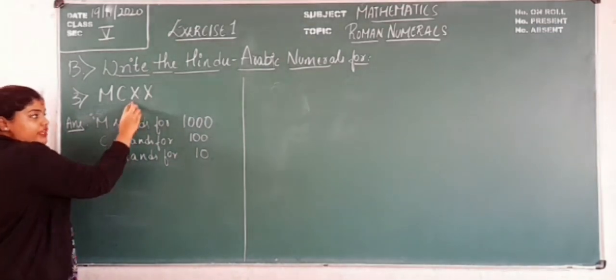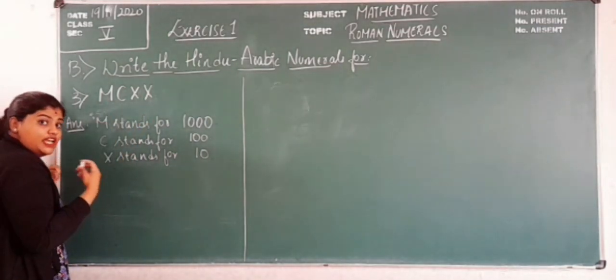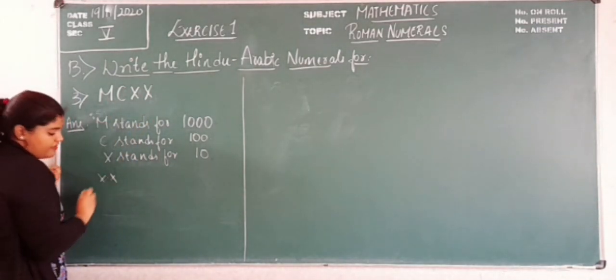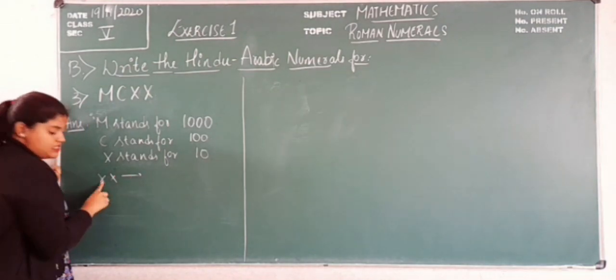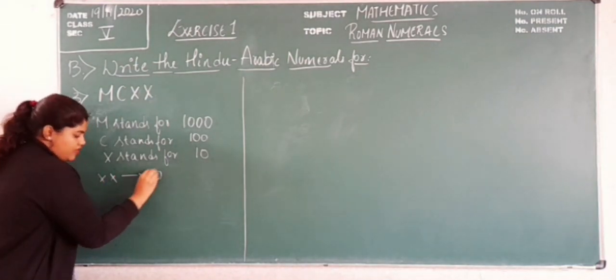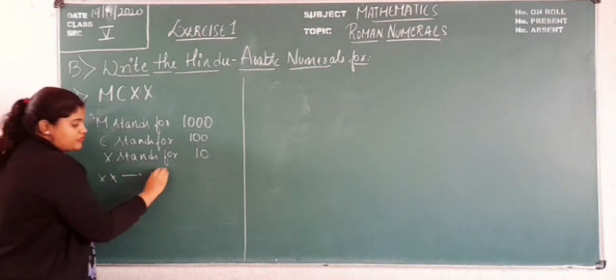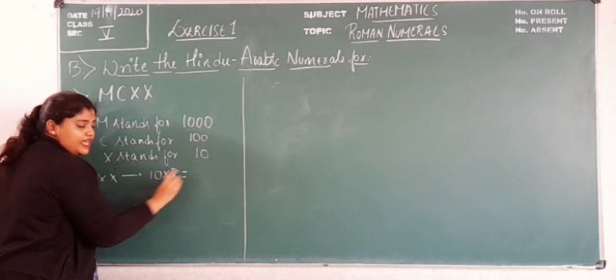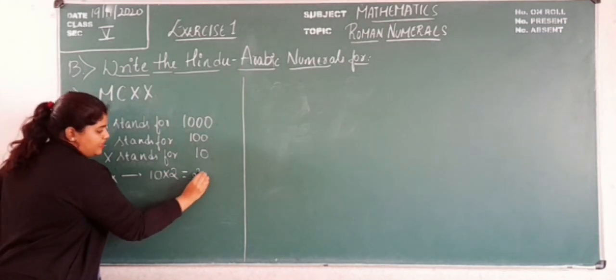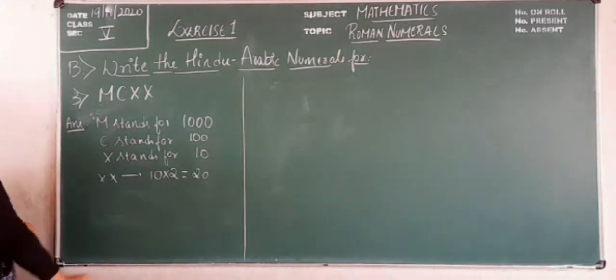So here we are having 2X, so the value is 20. Here we have X. The value of X is 10. X is repeated 2 times, so it is multiplied by 2. 10 twos is 20.